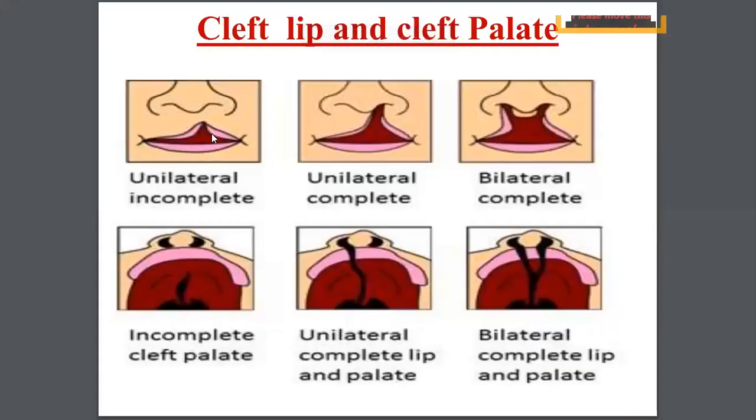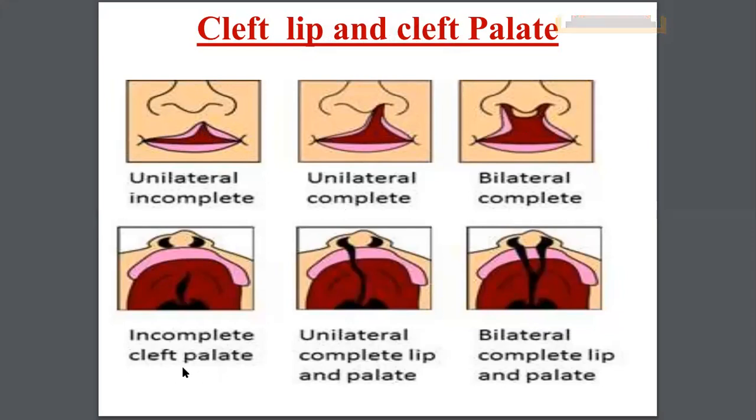Let us see what are the various defects we have. Cleft lip is when two maxillary processes are not fusing in the midline to form the complete upper lip. It can be unilateral, that is only on one side and incomplete. It can be again unilateral, and if it is moving till the nasal cavity, you call it as complete. If it is on both sides, you call it as bilateral and complete.